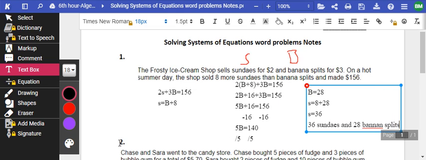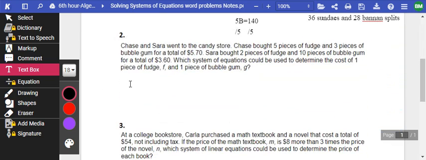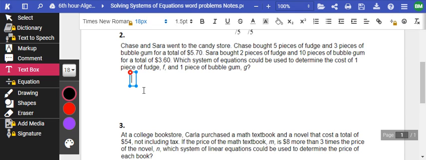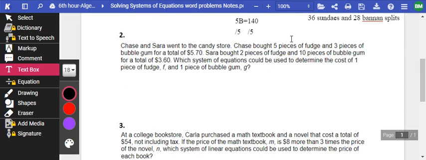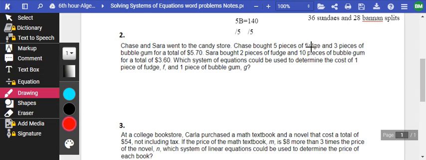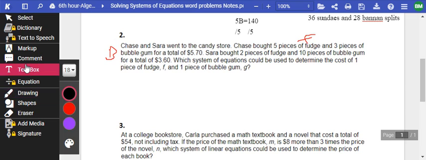Okay, let's do at least one more. We're going to do number 2. Chase and Sarah went to the candy store, and Chase bought 5 pieces of fudge. We're going to call this F for fudge, and 3 pieces of bubble gum, so we'll say B for bubble gum, for a total of $5.70. And Sarah bought 2 pieces of fudge and 10 pieces of bubble gum for a total of $3.60.